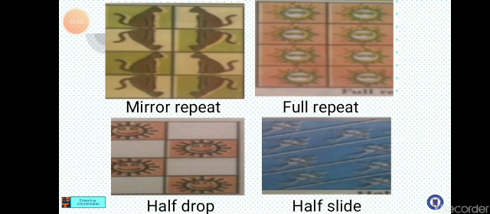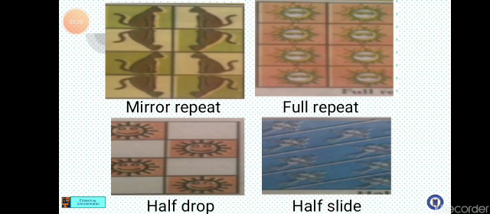Full repeat. Full repeat is the most simple of all repeats. To make a full repeat, multiply the motifs along the same line horizontally or vertically.